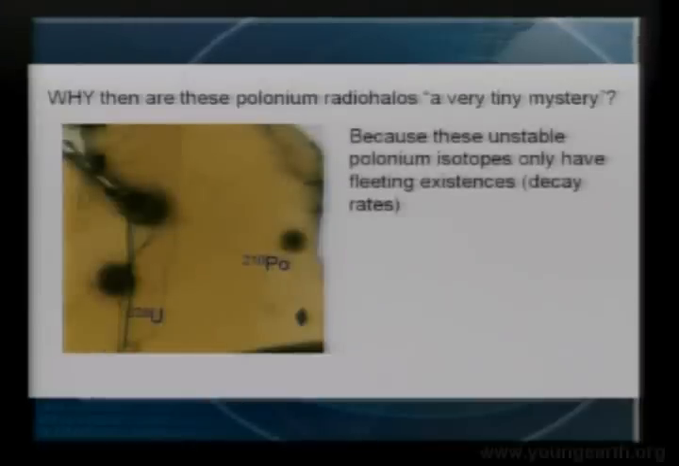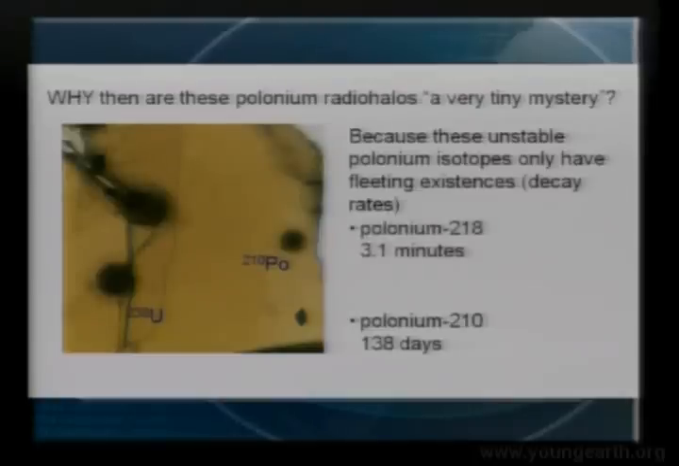These three isotopes of polonium are very unstable and they only have fleeting existences. They have very fast decay rates. What are those decay rates? Polonium-210 only lasts on average for 138 days. Polonium-218 only lasts for 3.1 minutes. If you think that's fast, polonium-214 exists for 164 microseconds.